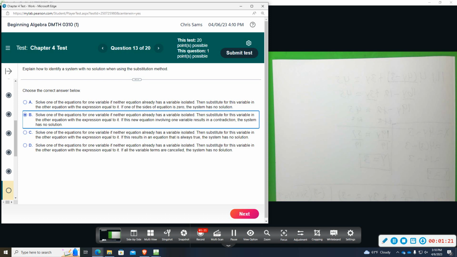Okay, so not exactly, because the variables will get canceled, but there's two scenarios after that. So it's either true after they get canceled or false. So they all kind of have a part of what you need, but this is the only one that has the correct ending. So B is how we would explain no solution to a system.